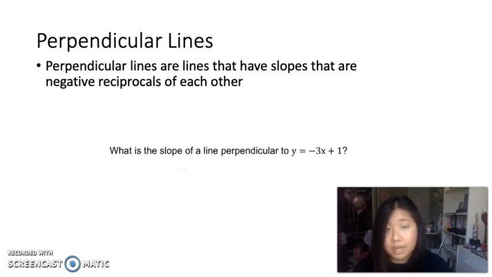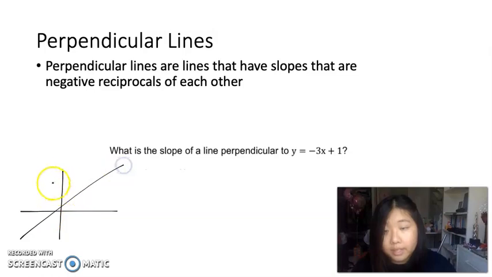Perpendicular lines are lines that have slopes that are negative reciprocals of each other. So to draw this out, if you had one line like this, a perpendicular line would come down like this. And their slopes are negative reciprocals of each other, which means it is the number flipped and has the opposite sign. So let's look at an example.